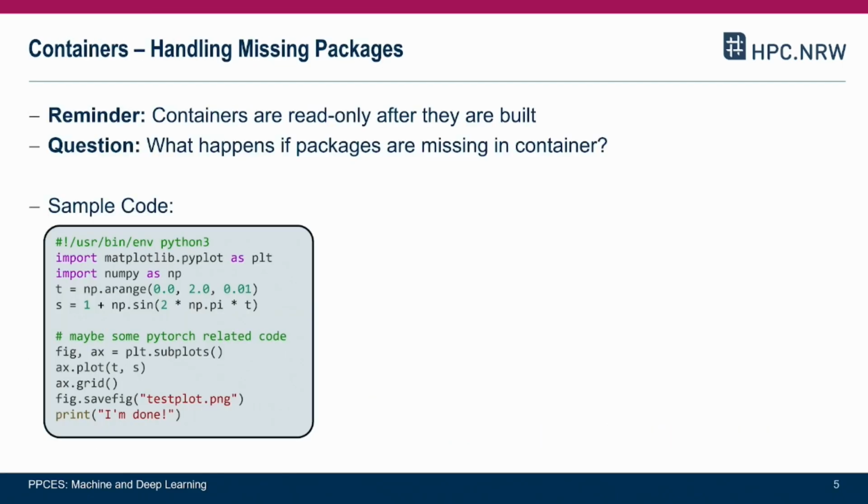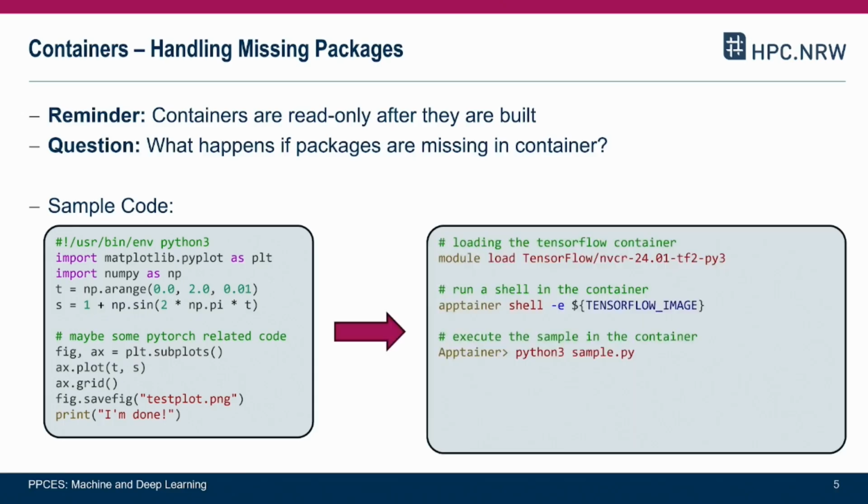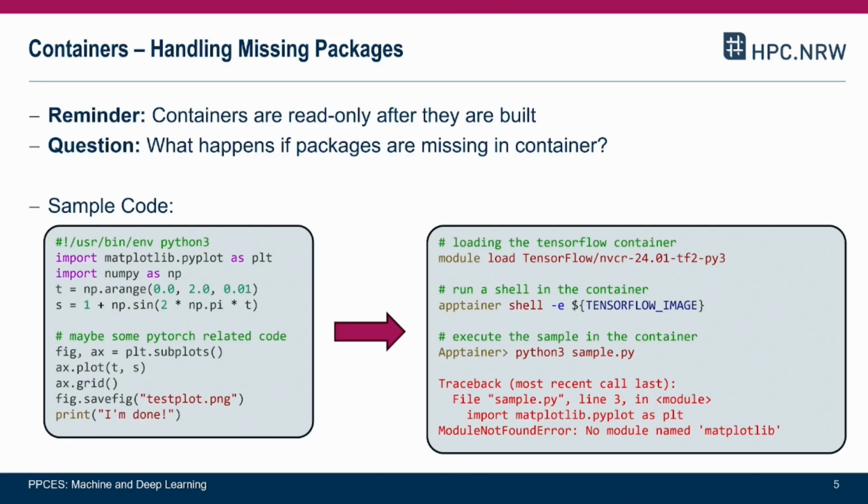Okay, good. So how to handle missing packages? Containers are read-only after they are built. And what happens if a package is missing? For example, here I have a short sample code which uses matplotlib. I used the TensorFlow container, and matplotlib is, I think, not available in that container when I did the tests. So I said, okay, I want to create a shell, open that image, and I get a shell inside the container, and I execute that script, and then bang. Import matplotlib does not work, module not found. That's bad.